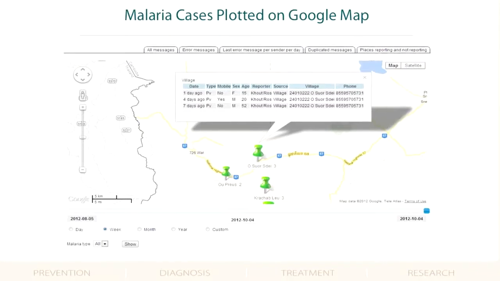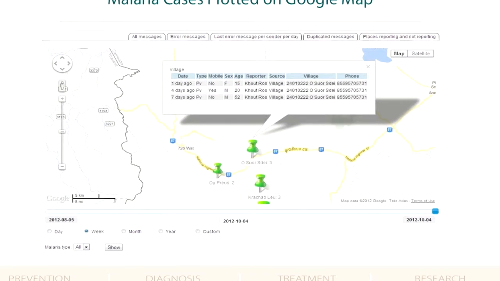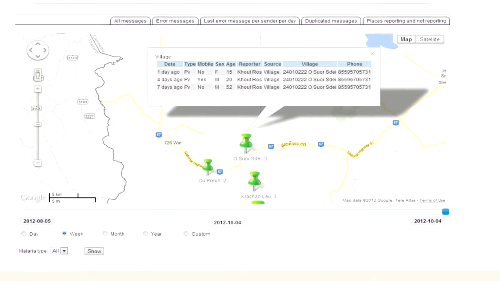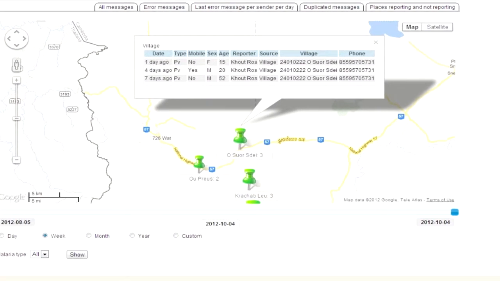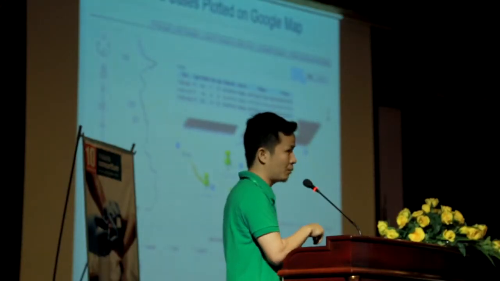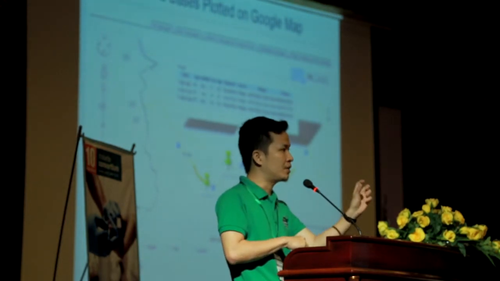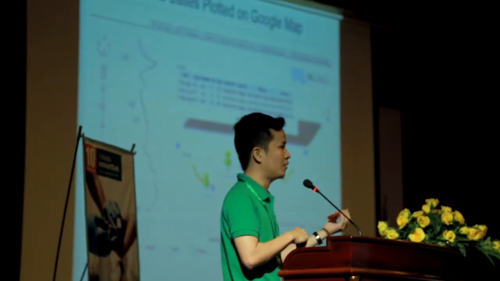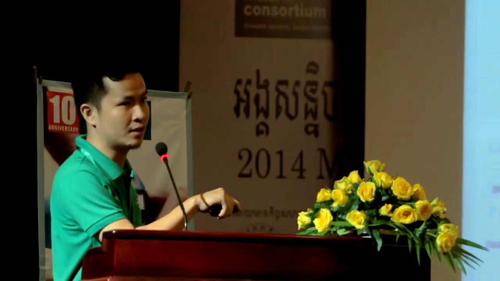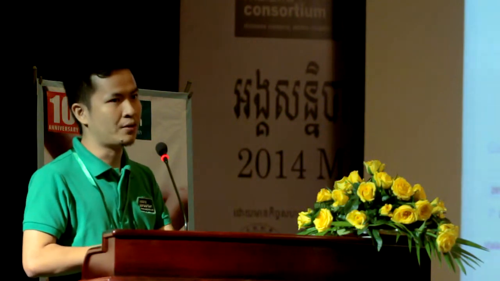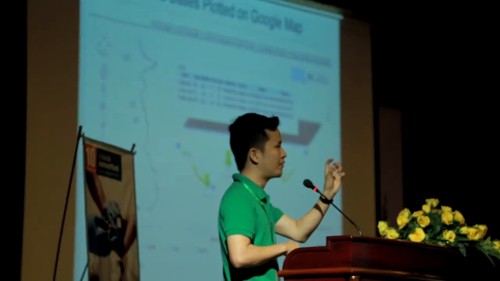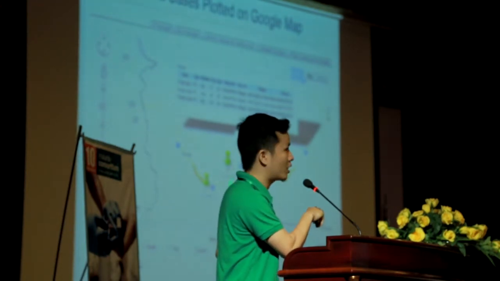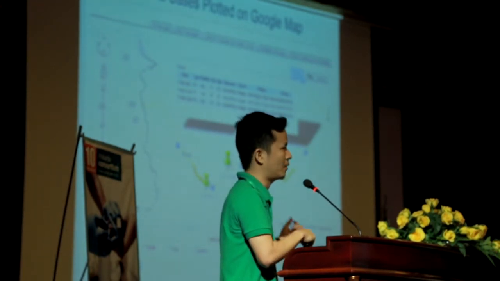So you can see here, we can plot all the cases reported by VMW or staff on Google Map. And probably you wonder why we can plot on Google Map, because in the SMS we don't have the coordinates of the village. For example, it's just a feature phone, but we can plot where the case is from. The trick is that we have the village code. We predefine the village code and the coordinates of the code there, so we know where the case comes from.